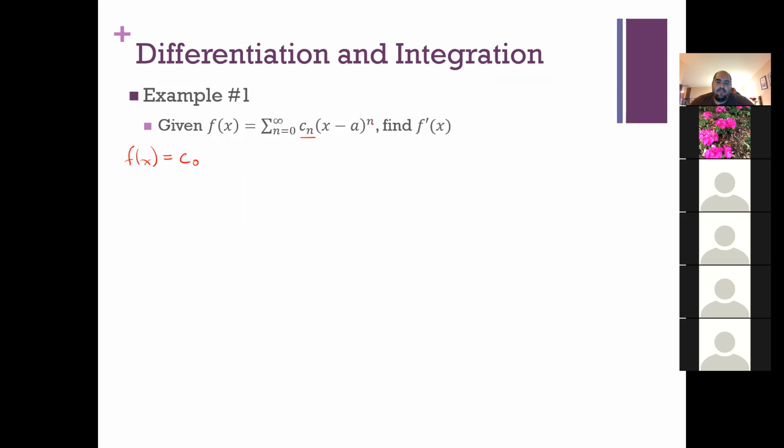And when n is equal to 0, the x minus a raised to the power of 0 is just going to be 1. Next term is going to be C sub 1 times x minus a. Then C sub 2 times x minus a squared, plus C sub 3 times x minus a to the third, plus C sub 4 times x minus a to the fourth, and so on. So remember, a power series, except for the fact that it never ends, looks exactly like a polynomial. That means I should be able to take a derivative of this term by term, the way I'm used to. So having this, what's my derivative equal to? Let's just go do it term by term.